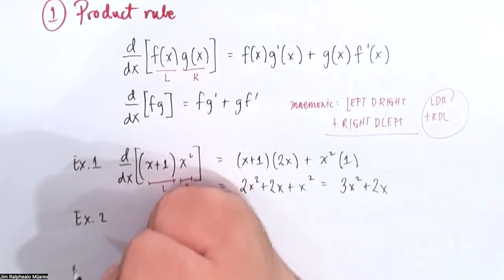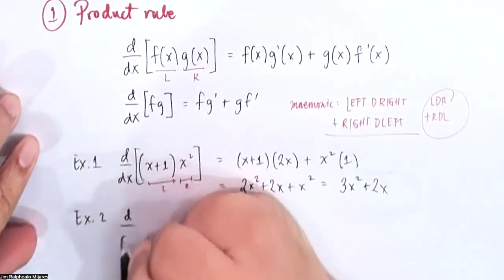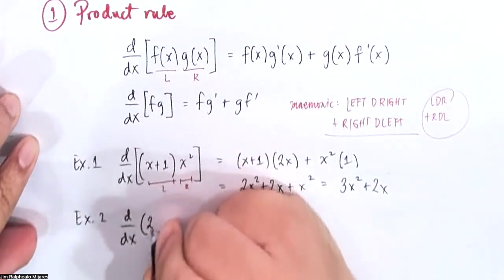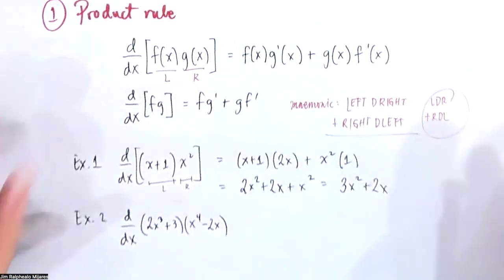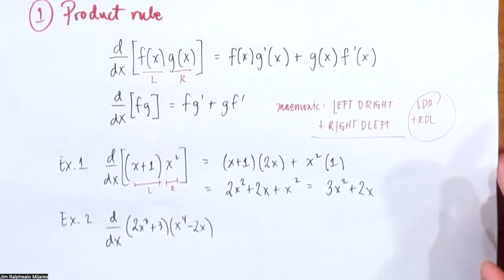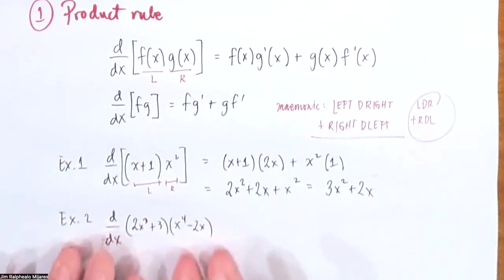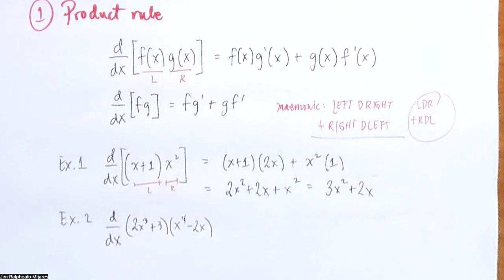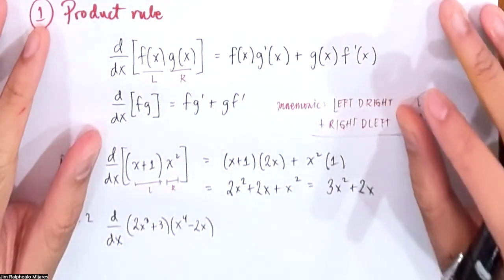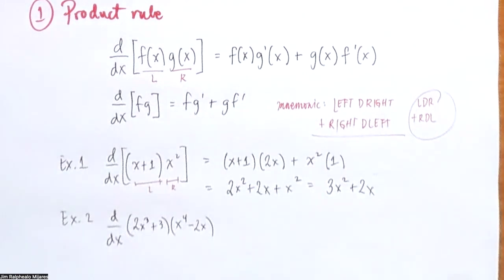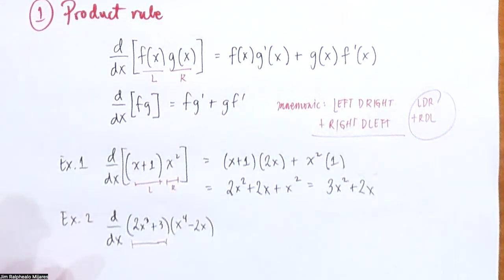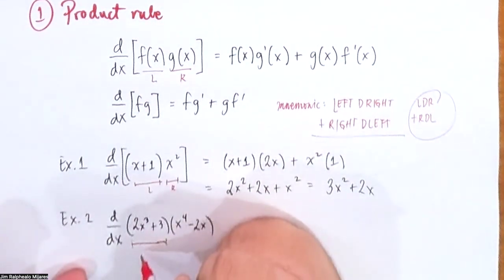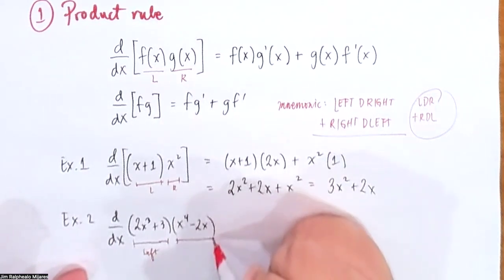Another example. The derivative of 2x cubed plus 3 times x to the fourth minus 2x. What's that derivative? The first solution again is you can do FOIL, like simplify this using multiplication. But let's do the product rule. When you're given an obvious left and right function, it's preferred if you do a product rule. So this is left, this is right.